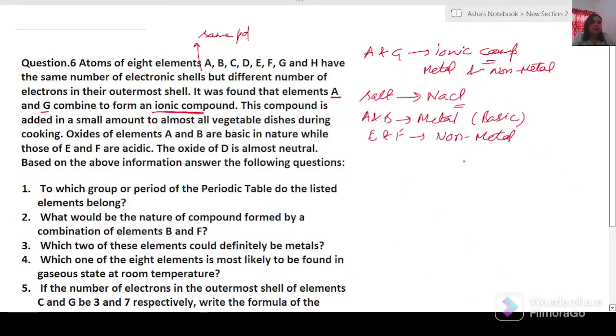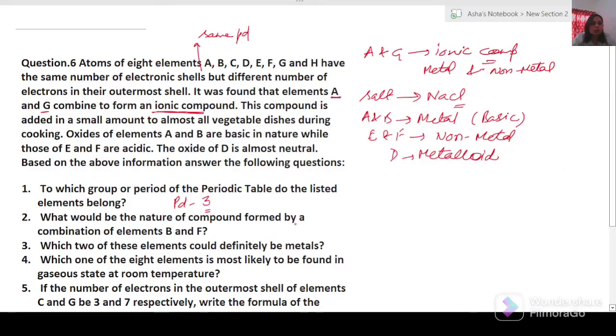Okay, then the oxide D is neutral, that is D will be a metalloid. So the question is very similar to the previous one, except that there they have mentioned that the compound is obtained from the seawater, and here they have mentioned that it is added in a very small amount to the vegetable dishes during cooking. Okay, to which period of the periodic table do the listed elements belong? It will be in the 3rd period, as we have discussed in our last question.